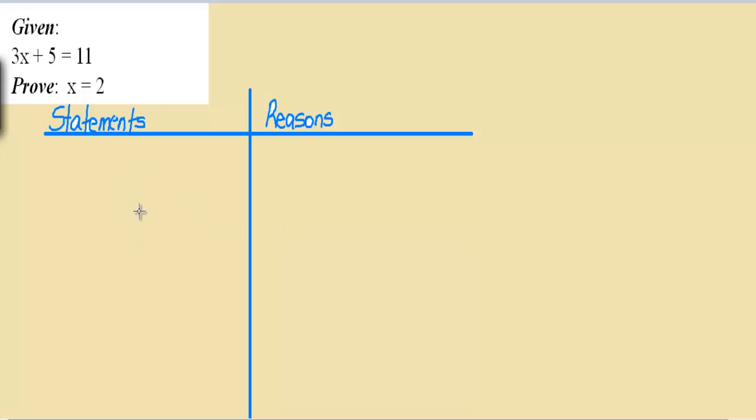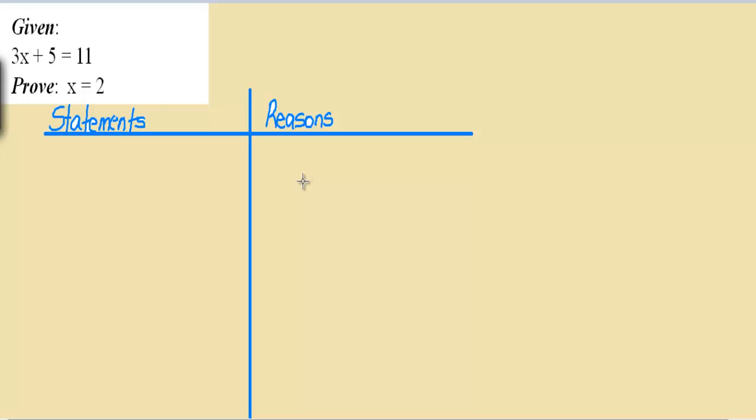In the statements column, we're going to write statements and conclusions. And every time I write a statement, or every time I write a conclusion in this column, I need to provide evidence that says why my statements and my conclusions are valid. So every time I write something here, on the reasons column, I have to write why the statement I made is valid. So that's what we're going to do in a two-column proof. Remember, anything I write here, I have to validate it with a proper reason.